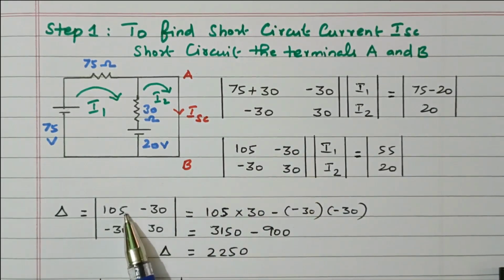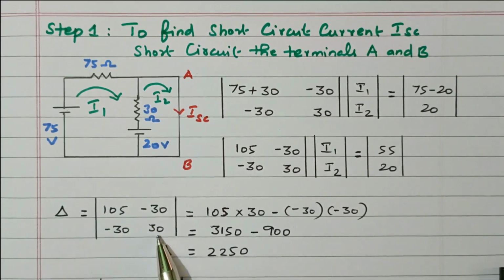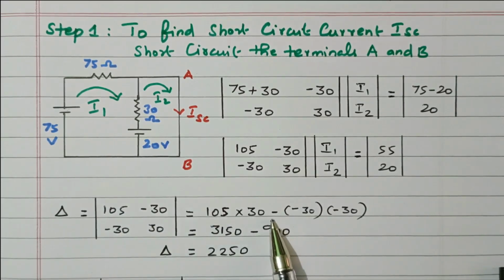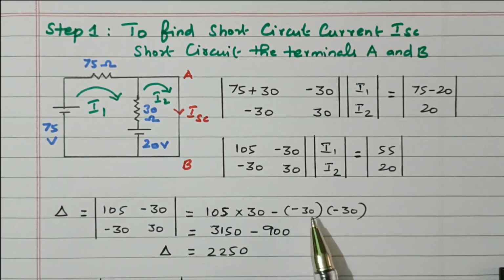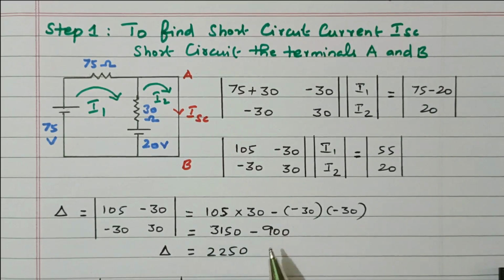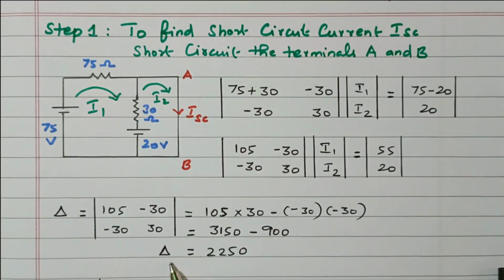Delta equal to 105 minus 30 and 30. So we need to find the determinant value. 105 into 30 minus of minus 30 into minus 30. Right? So 105 into 30 is 3150. 30 into 30 is 900. There are three negatives available. These two negatives got cancelled, but this negative will be available. So 3150 minus 900 is 2250. Now we calculated delta value.